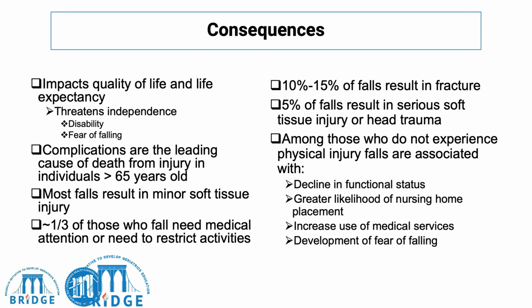What are some of the consequences of a fall? Falls impact quality of life and life expectancy. Therefore, falls can threaten independence and lead to disability. Complications of falls are the leading cause of death from injury in individuals above the age of 65 years old. So falls are not the leading cause of death in individuals above the age of 65 years old. The leading cause of death remains heart disease, strokes, and malignancy. But complications from falls are the leading cause of death from injury in individuals above the age of 65 years old.